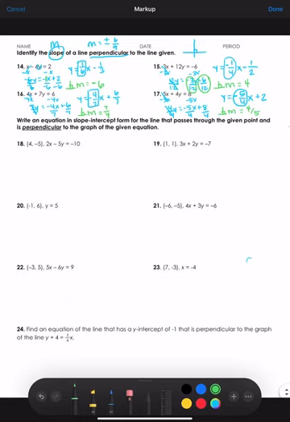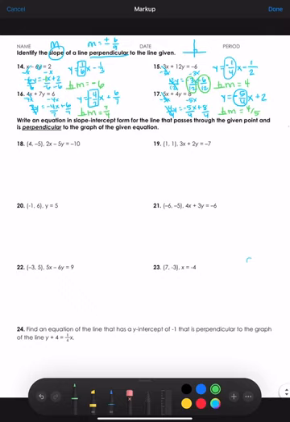Moving on to the next section, it says, write an equation in slope-intercept form for the line that passes through the given point and is perpendicular to the graph of the given equation. So we're going to follow our same 3 steps. 1, find the slope. 2, find the y-intercept. And 3, plug it into y equals mx plus b.